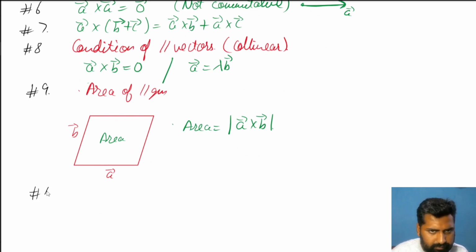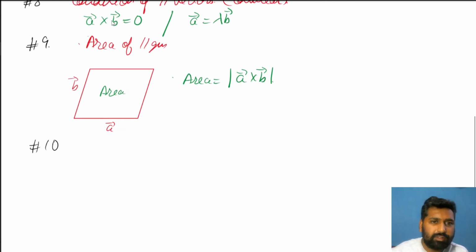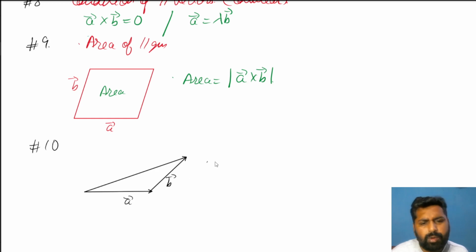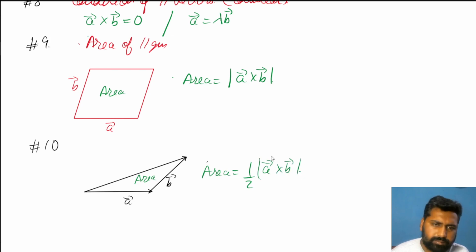Next application, we can calculate the area of a triangle because the triangle of vector addition was also there. So let's say this was one vector, A vector, B vector, and if we join the resultant, it results like this, third side. We want to calculate the area. Again, this area is given by, this time, just half of the magnitude of A cross B.